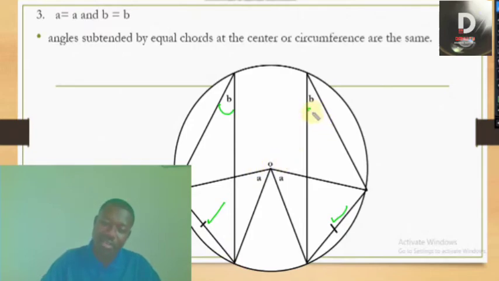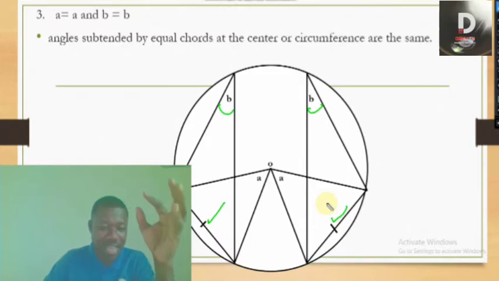And this angle at the right hand side here is also subtended by another chord, which is equal to the first chord. Therefore, what do you expect the angles to be? Equal. That's why they are labeled the same variable. Do you get it? Unless otherwise stated by the examiner, equal chords are labeled with the same variable. If it's x, x. If it's y, y. B, b. That's why you see it that way.